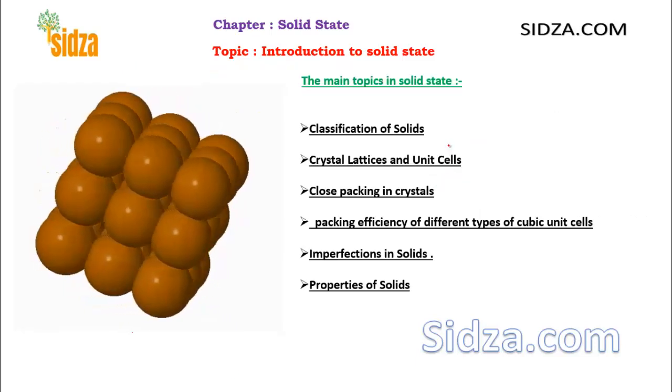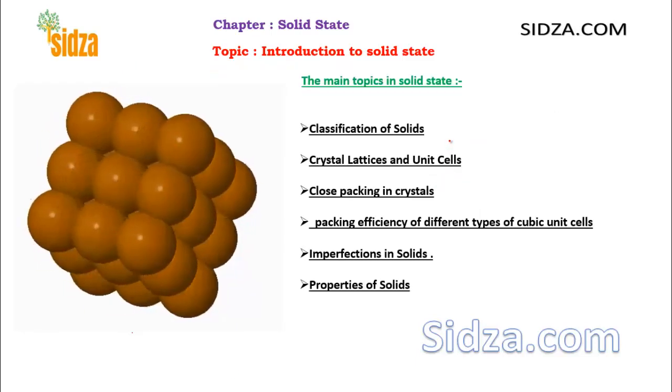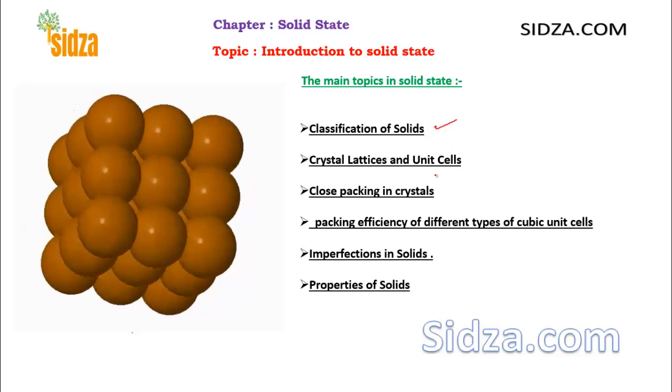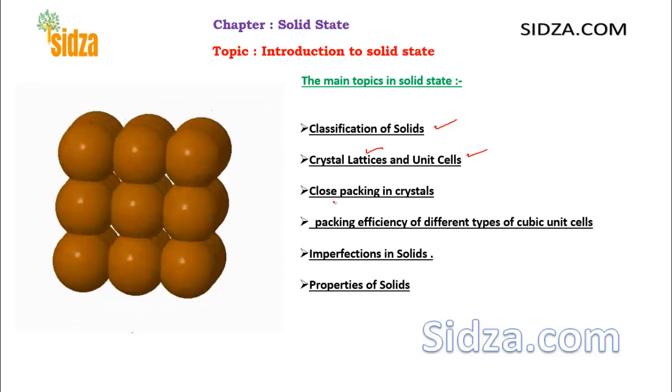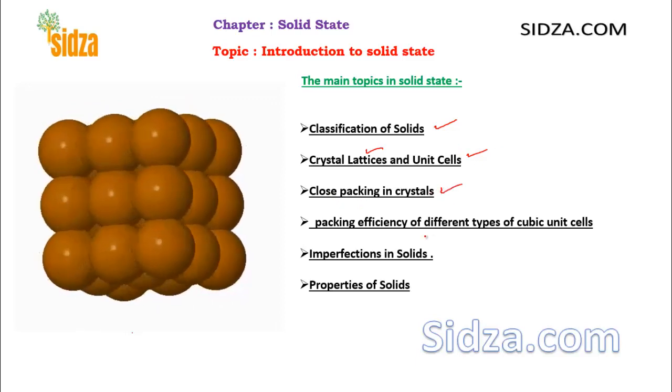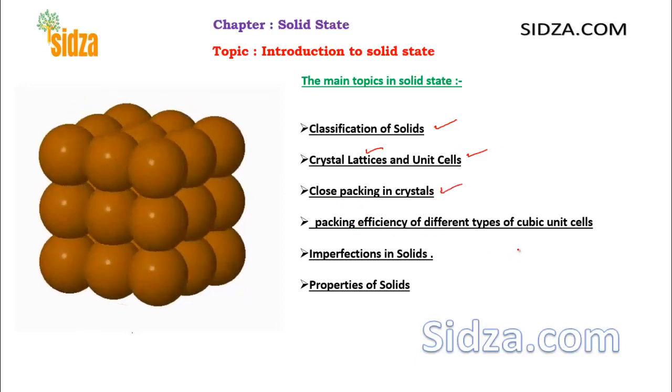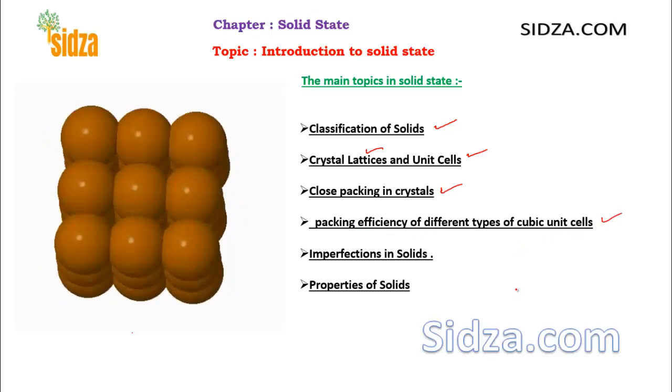Now, what are the things that we will discuss in this chapter about the solid? Number one is the classification of solids. Second thing is crystalloids and the unit cell. What is a crystalloid and what are the different types of unit cells? Close packing in crystals, right? Packing efficiency of the different types of cubic unit cells. Imperfections, or we can say the defects in the solids. And lastly, the different properties of the solids. These are the main highlights of this chapter that we will study.